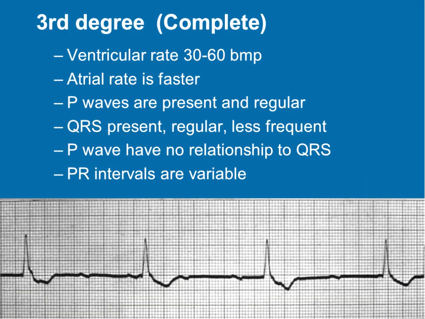In a third degree, the rate of the ventricle is what correlates to the pulse you can feel. The ventricular rate is 30 to 60 beats a minute, depending on where the block in the AV node is and where the new pacemaker has set up. Atrial rate will be faster. Now, in this scenario, the P waves are all present and they are regular. The QRSs are present and regular, but they're less frequent.